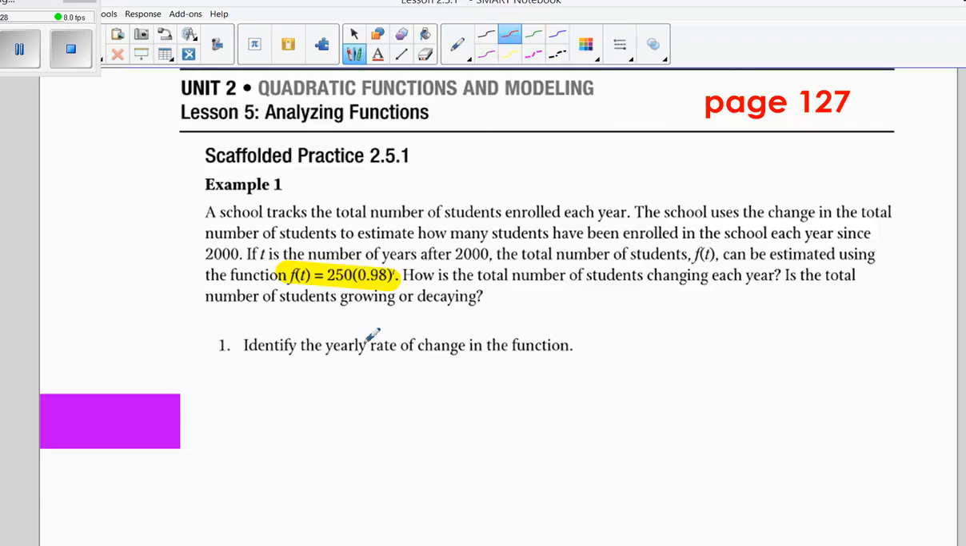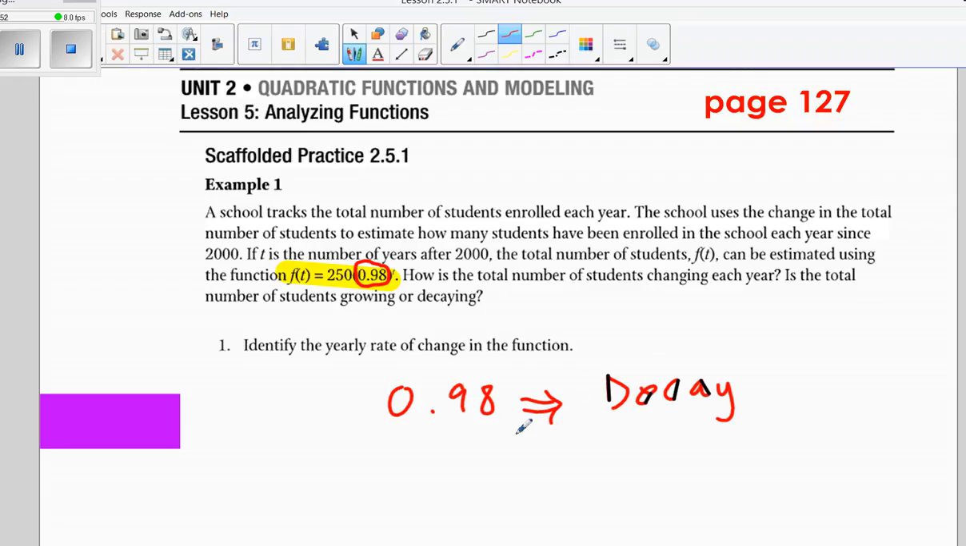Number 1 says, identify the yearly rate of change. So we're going to take our function, and in this function, the yearly rate of change is your b value, which is 0.98. Now, we should have learned from the last 2 slides that this is a decay, because this is less than 1.